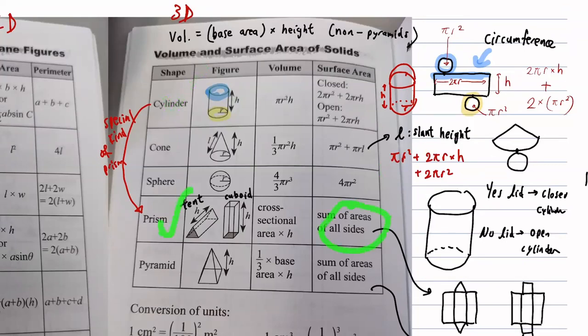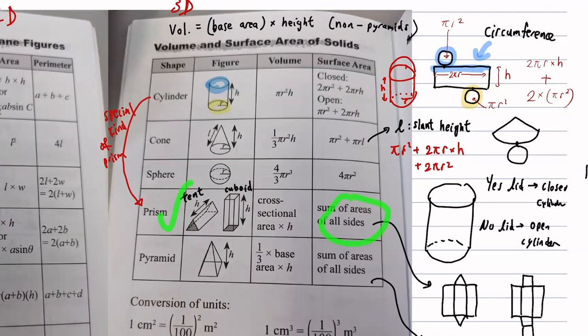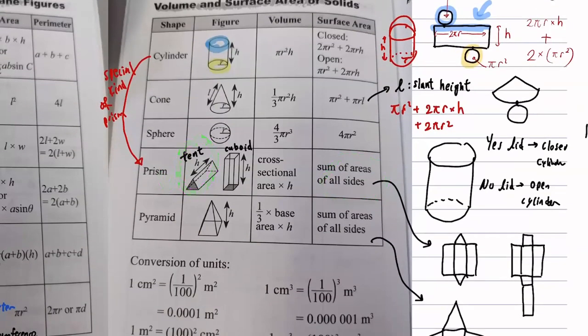Prism surface area is just the sum of the areas of all sides. Let's say we have a tent shape, which is a triangular prism. Then this will be the corresponding net. Can you see? 3 rectangles and 2 triangles. Now these triangles are very special. What kind of triangles are they?